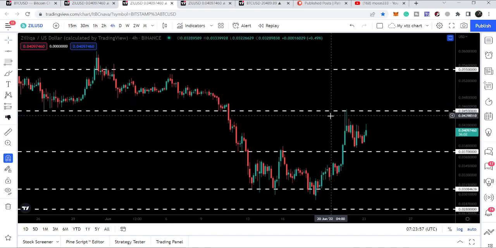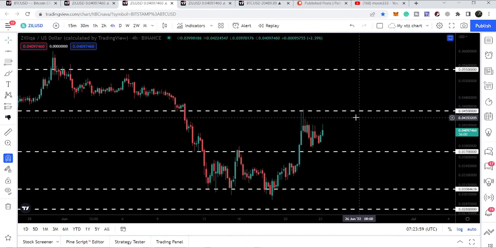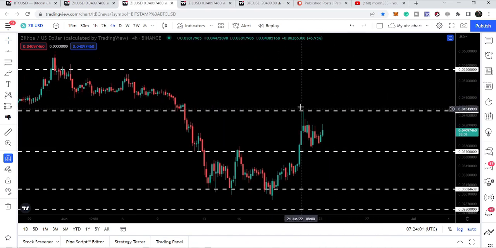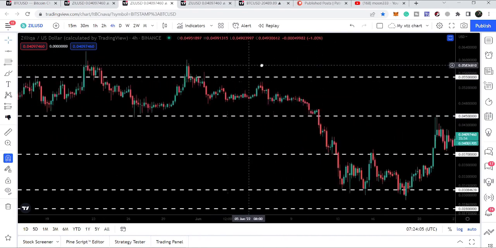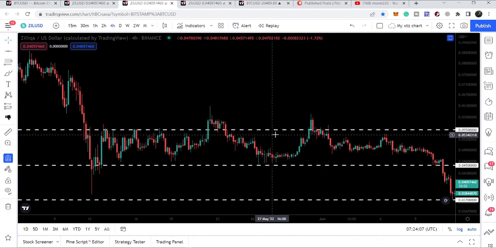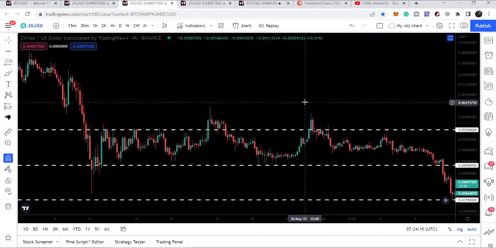Now on the smaller time frame, we have this resistance of 4.5 cents. If it is broken now, then the next resistance will be here at 5.5 cents, and you can see this level has been broken previously as a resistance as well.